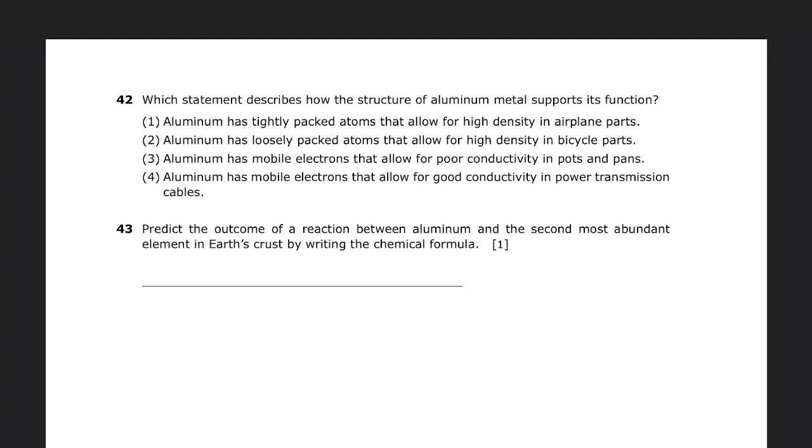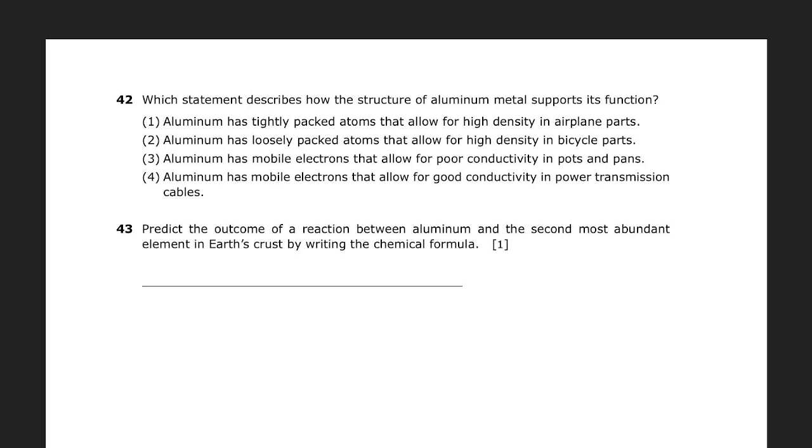Question 42 asks, which statement describes how the structure of aluminum metal supports its function? Choice 1, aluminum has tightly packed atoms that allow for high density in airplane parts. Choice 2, aluminum has loosely packed atoms, then choices 3 and 4 say aluminum has mobile electrons for both, and that contributes to conductivity, either good or poor. All right, so there's a few things we need to assess from the chart.